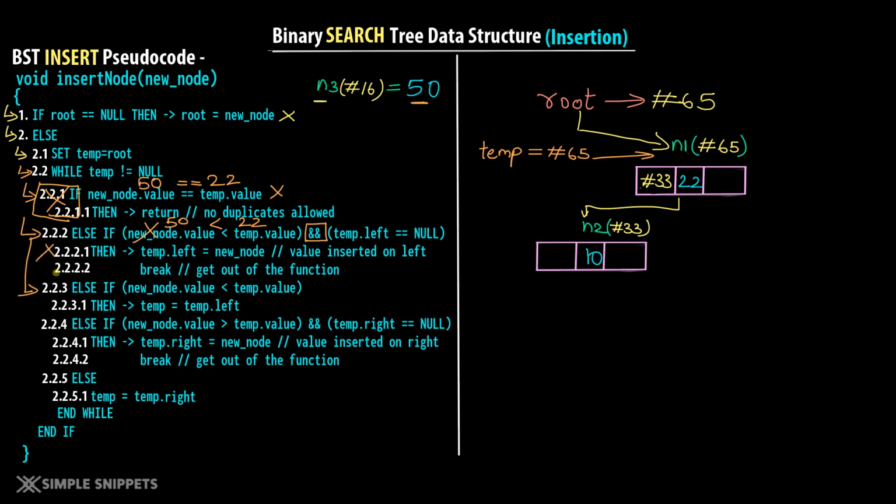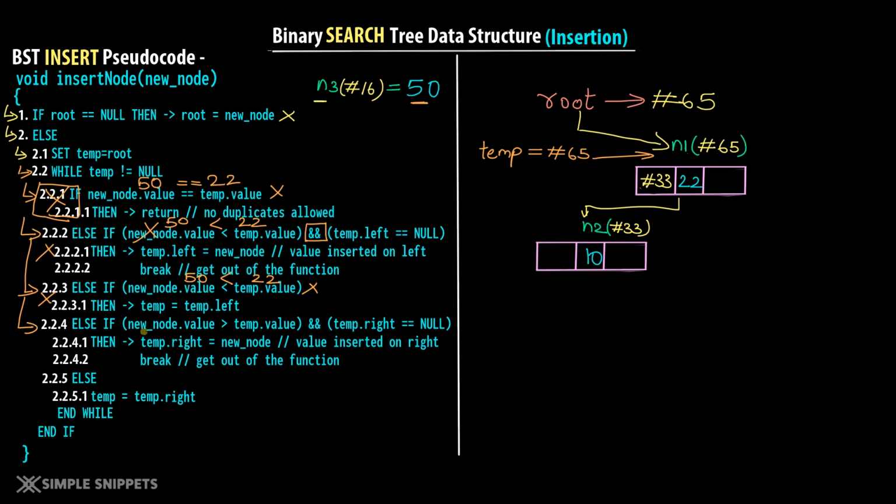In 2.3, again we are checking if new node dot value is less than temp dot value. Again we are checking if 50, which is the new node value, is less than temp dot value, which is again 22. So again this is also false. And I'll tell you why we are doing this duplicate checking later on. But since this else if also becomes false, 2.2.3 is not executed. We will move on to 2.2.4.